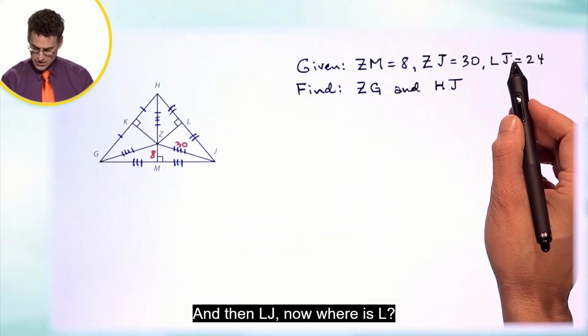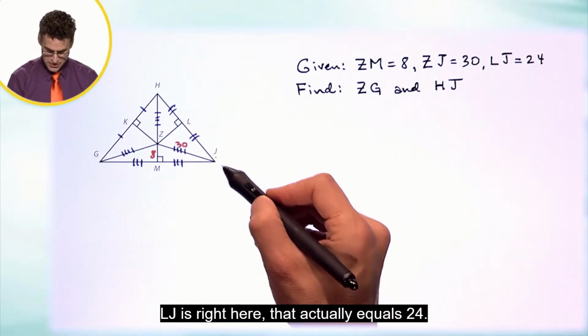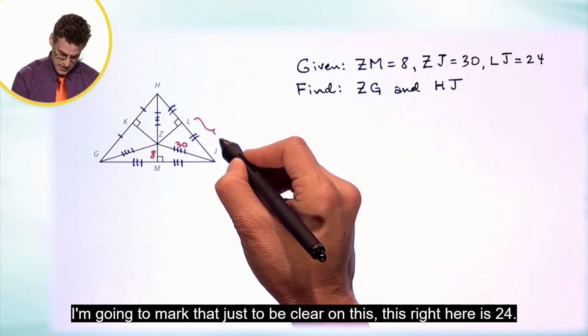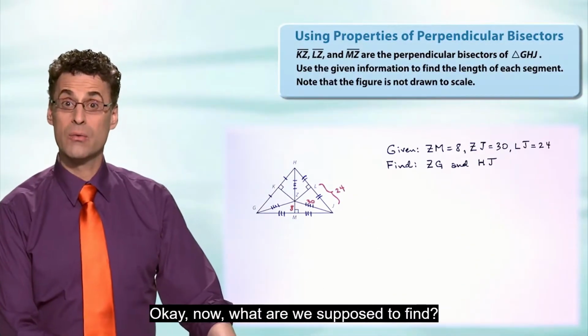And then LJ, now where is L? LJ is right here. That actually equals 24. I'm going to mark this to be clear on this. This right here is 24. Okay, now, what are we supposed to find?